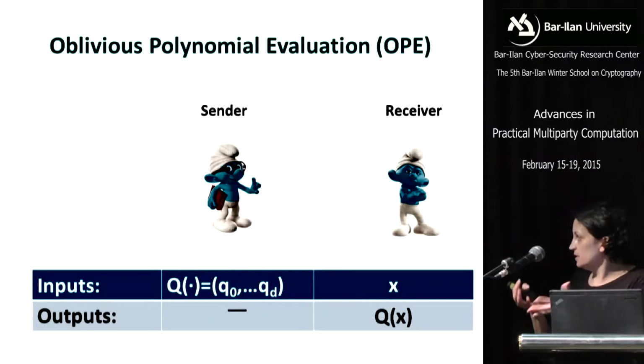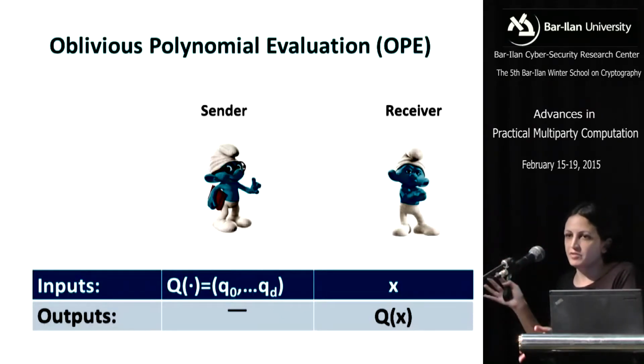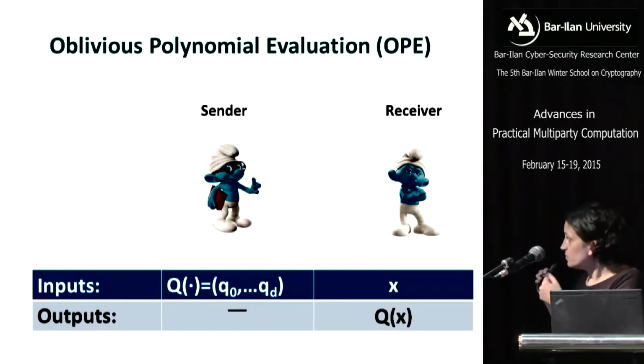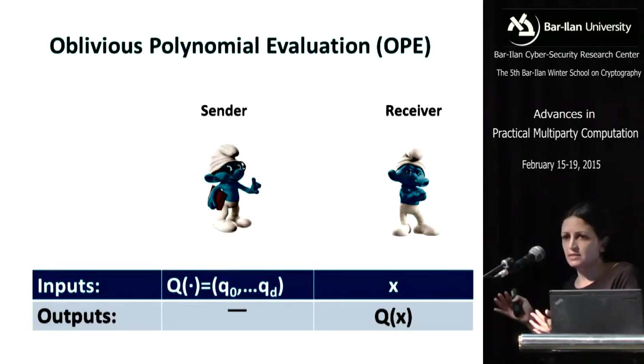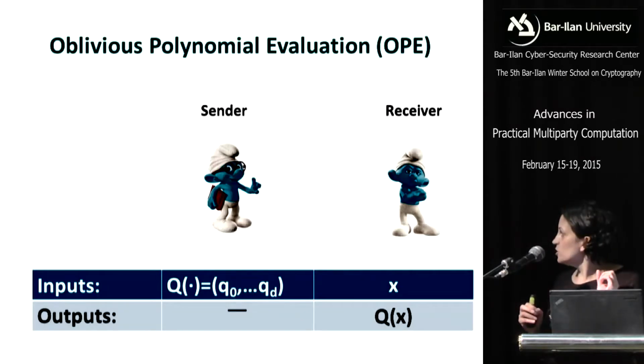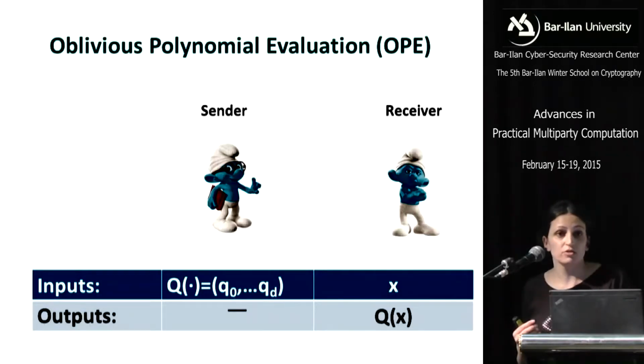So let's define it in the two-party setting. We have two parties. It will be easier to call them a sender and a receiver. The sender has a polynomial Q, just like the client had before, with d+1 coefficients. And the receiver has an input x. And at the end of the protocol execution, the receiver needs to learn Q(x). Okay? That's the functionality. So let's tweak algebraic PRFs a little bit and change them in order to use this tool to realize this functionality.